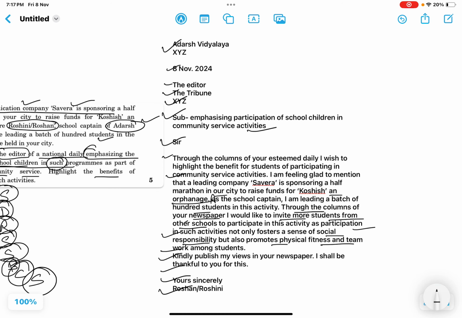And note down one more thing, that everything is to be started from the left hand side. Okay, you won't write Adarsh Vidyalaya here and then XYZ here on the right hand side. No, this is wrong. Okay, the entire letter would start from the left hand side only. Means suppose if we want to draw a boundary line, so there would be a straight line on the left side.